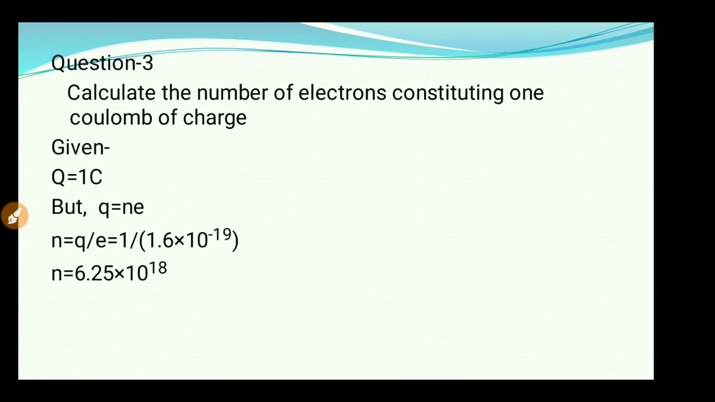So the conclusion of this question is, when a body has 6.25 into 10 to the power 18 electrons, either in excess or deficiency, in that case the charge possessed by the body is 1 coulomb.